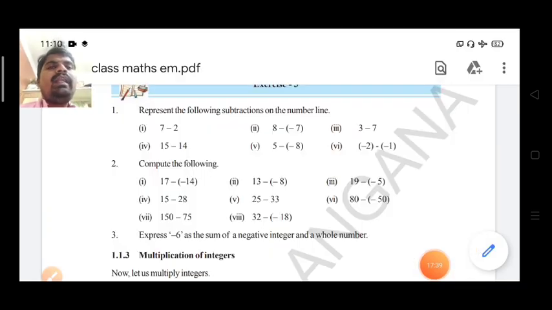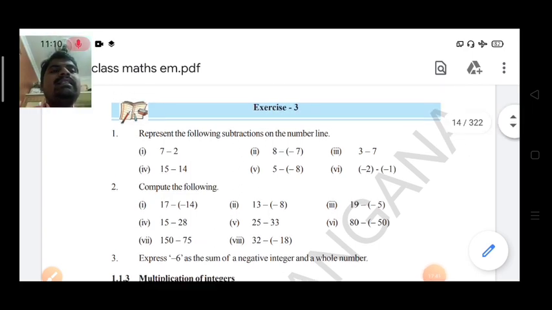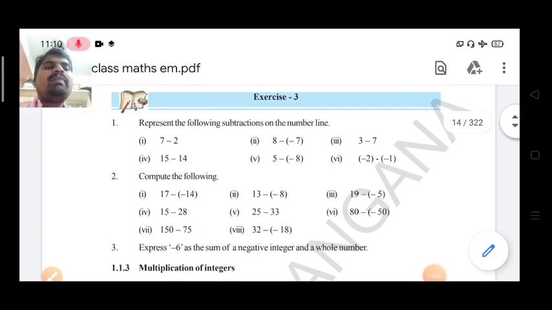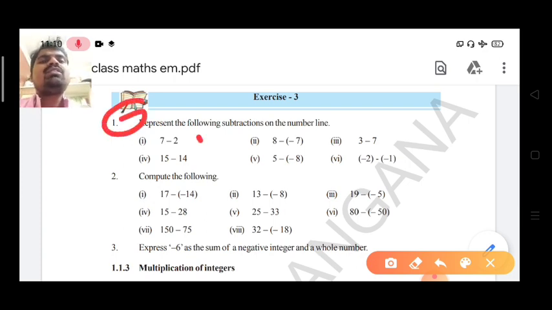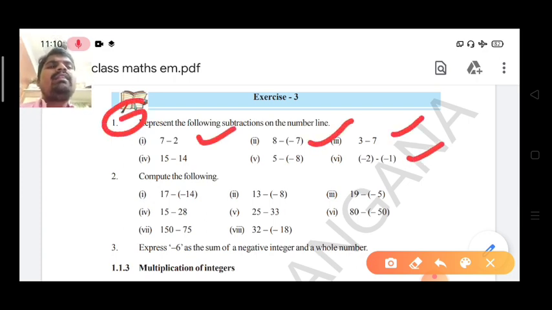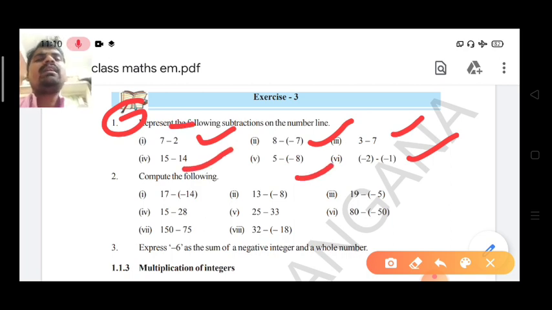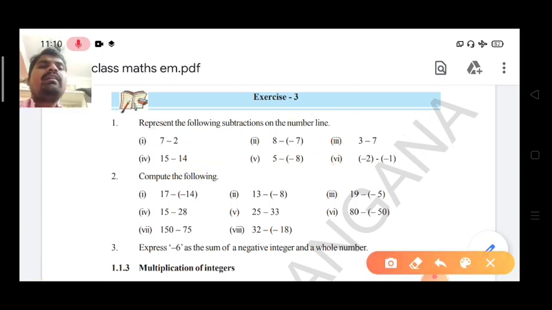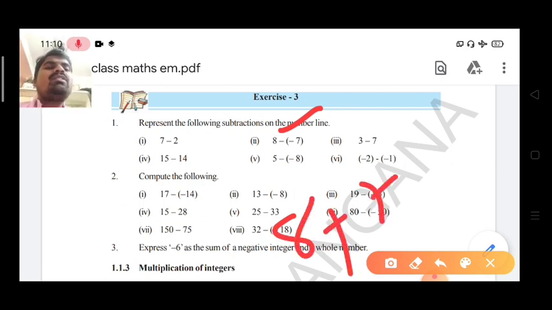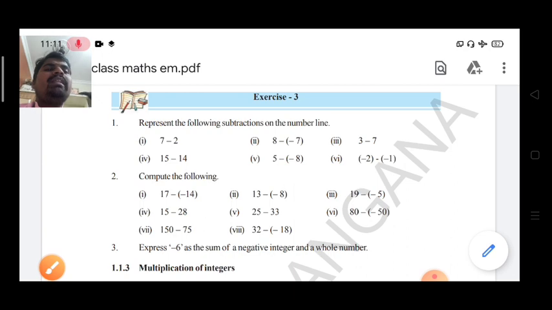So here you observe exercise 3. The first bit you have to complete today because it will take very little time. For the first bit, you just have to draw the number line and write the final answer by using the number line. For example, the first one, positive, negative, right side and left side, very simple. Here you have to do the one step. Second problem, 8 minus into minus is plus, so 7. Both are positive, you have to move right side. Like that you have to complete it, then you will get the answer. So the first bit of exercise 3 you have to complete today itself.